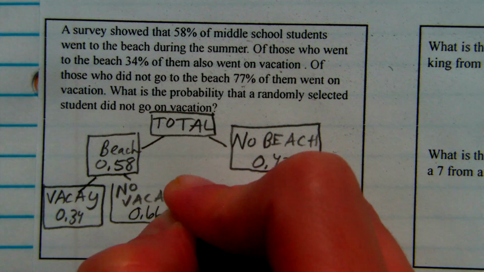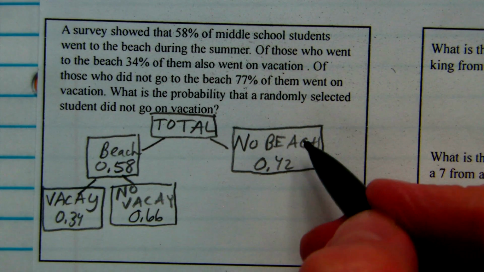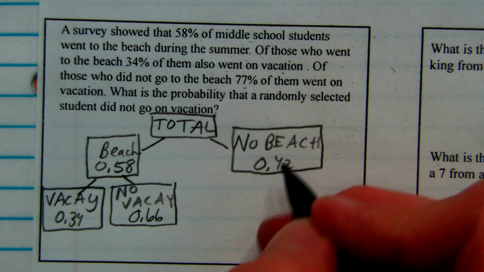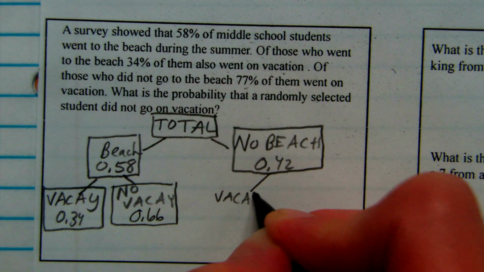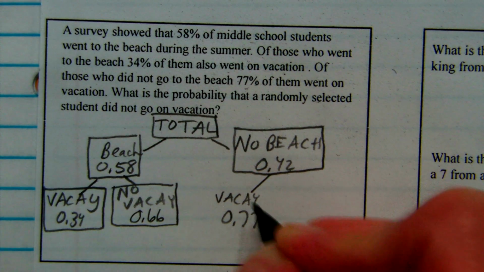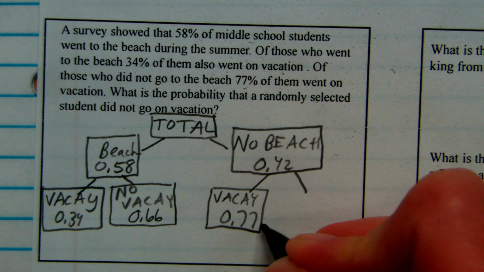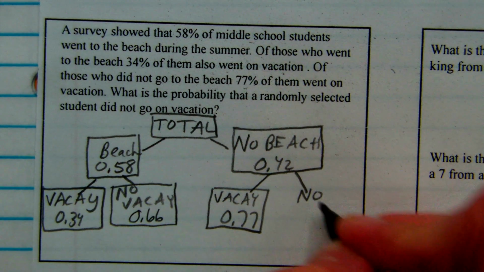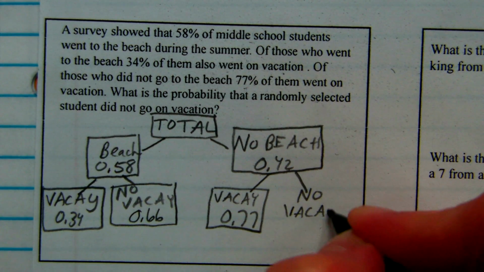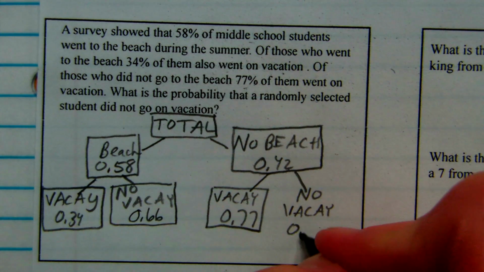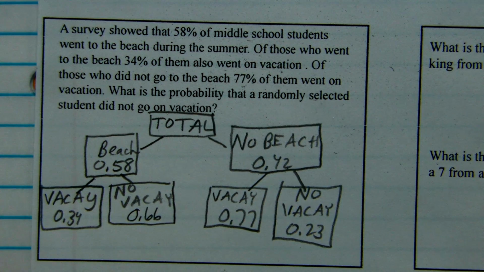So I'm just doing some subtraction to figure out all these different pieces. And then of those who did not go to the beach, 77% went on vacation. So vacay, 77%, 0.77. And then you can subtract the 77% from 100%, or 0.77 from 1, and find out the ones who did not go to the beach that also had no vacation, poor people, no vacay, would then be 23%. So I just like to get this all straight in my head before I answer questions.